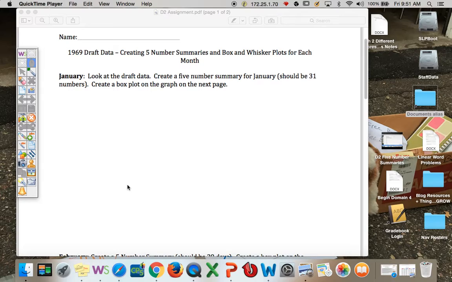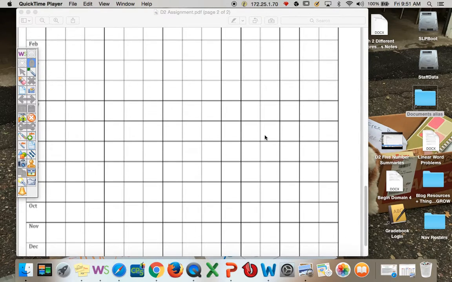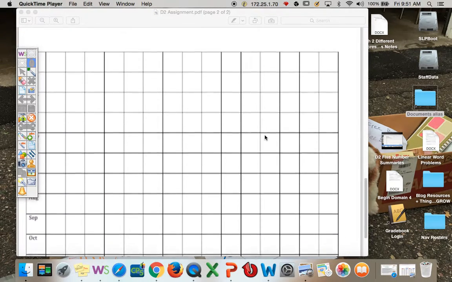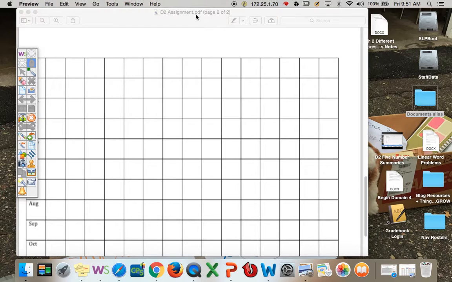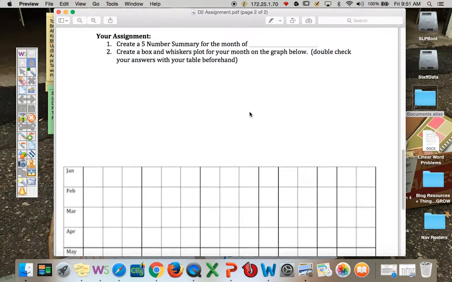We'll do 2 together, and then for the assignment I'm going to break it up in the class, so you'll only have to do 1 or 2. And then once everyone gets their 5-number summary, we're going to graph it. Let's see if I have the graph paper here. We're going to graph it here and see, was the draft fair? Was it equally spread, the draft numbers for each of the months?